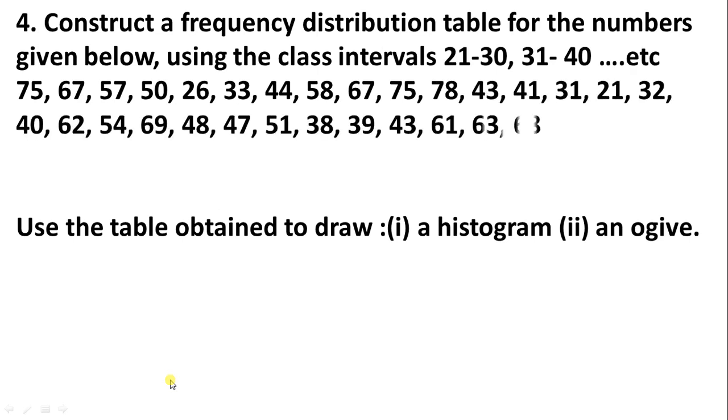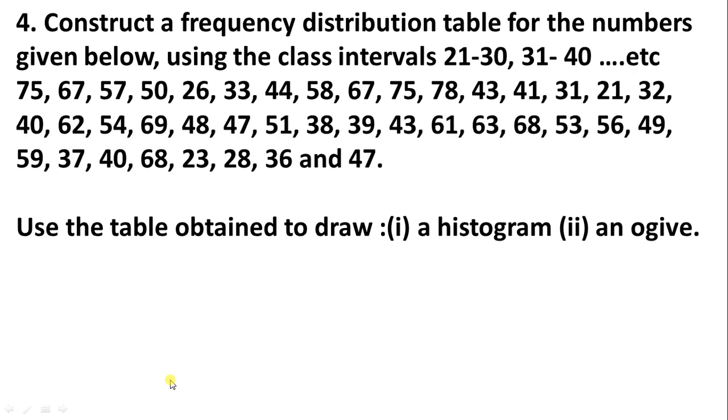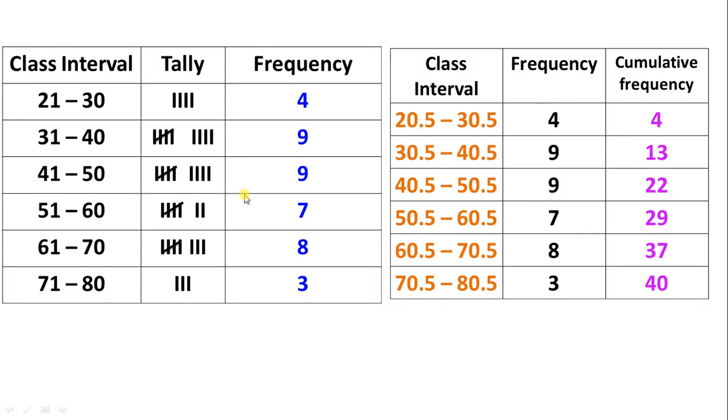Question number 4. Construct a frequency distribution table for the numbers given below using the class intervals 21-30, 31-40, etc. In this, the values are given. It is said that while constructing a frequency distribution table, the class interval should be considered as 21 to 30, 31 to 40, which is in the inclusive form. With the help of tally, just construct a frequency distribution table, and hence the frequencies will be 4, 9, 9, 7, 8, 3.